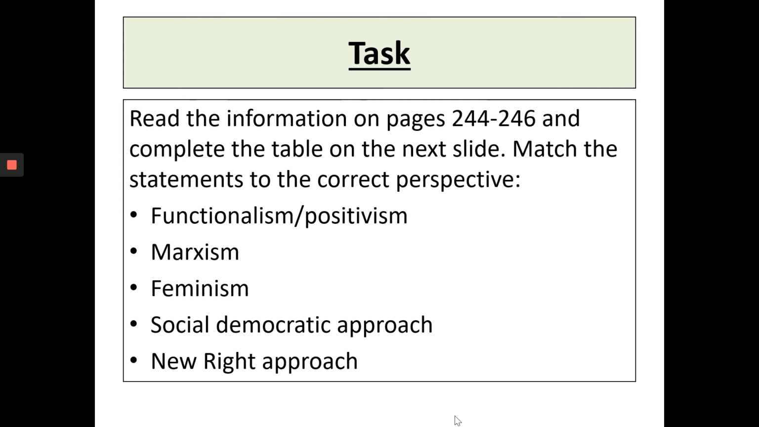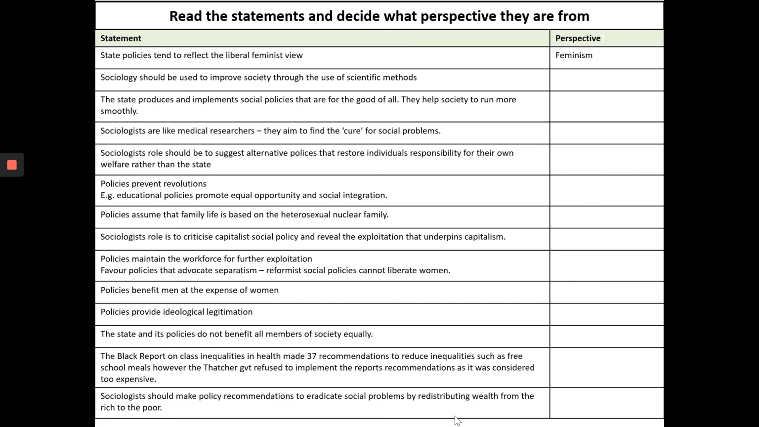Lastly, I'd like you to read the information on pages 244 to 246 and complete the table on the next slide. The information is all on these sociological perspectives and what they think about social policy. Do they think social policy is useful? What kinds of social policy would they suggest? You've got all the statements here, and I've done the first one for you.